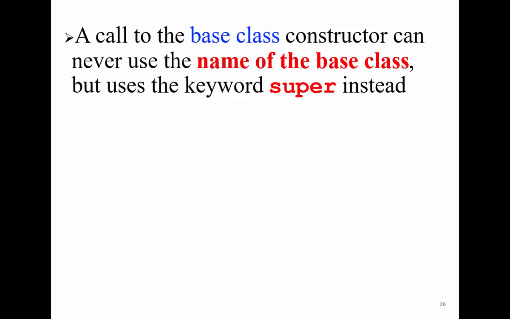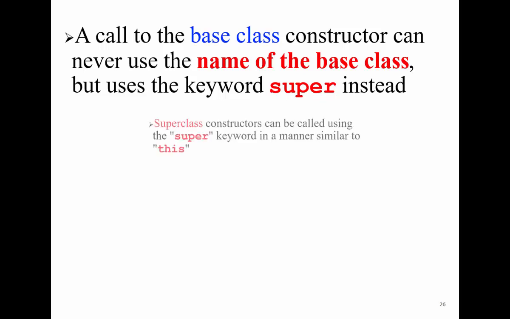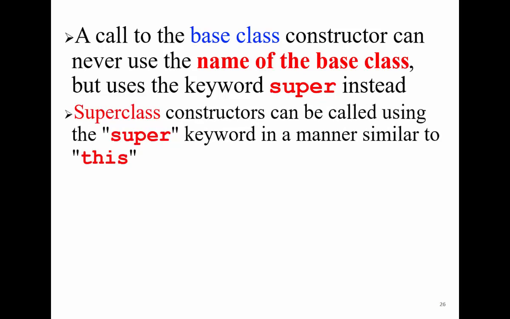Now, the call to the base class. Base class is the same as superclass. Constructors can never be called using the base class name. We cannot call the constructor by using BankAccount. We have to use the super keyword. Inside the SavingAccount constructors, we cannot call the BankAccount constructor by using the name of the class BankAccount. We can use only super to call the superclass constructors.